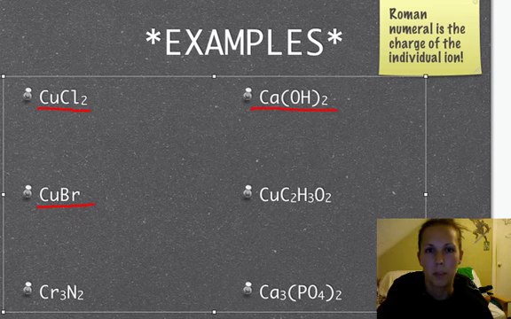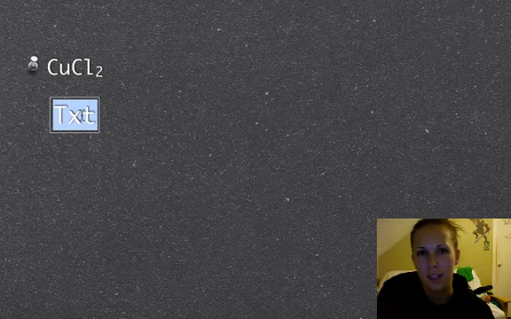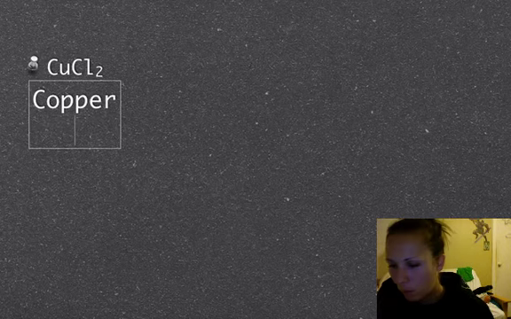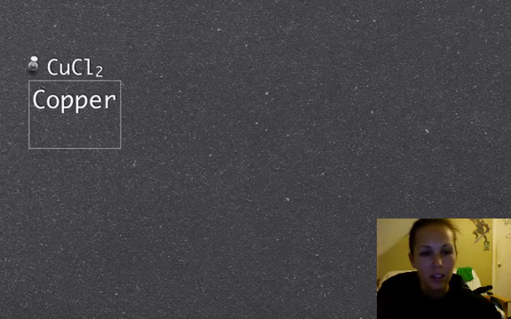Let's look at a couple more examples. I'm going to do the 3 underlined in red, and you guys are going to do the other 3, and I'm going to check those when you show me your notes. So this first example in my second set of examples is CuCl2, which is, if we go by the rules for naming ionic compounds, Cu is copper, okay, and the second one, Cl, is chlorine.